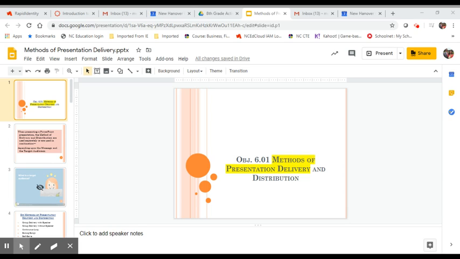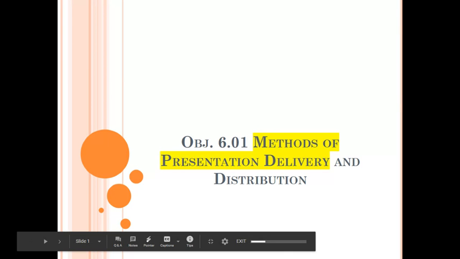Hey guys, this week we are going to talk about methods of presentation delivery. So basically, this is how you go about presenting your information. And it can be different depending on your target audience, which is the group of people that you are trying to present it to. Or it could be different depending on what kind of content you are trying to present. So, let's talk about methods of presentation delivery.